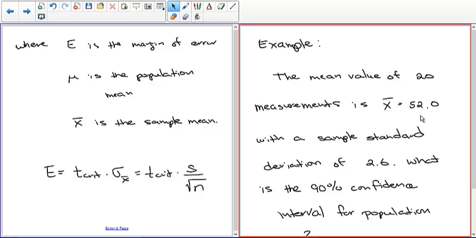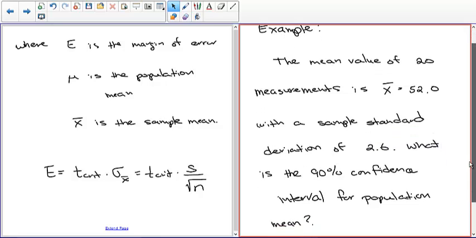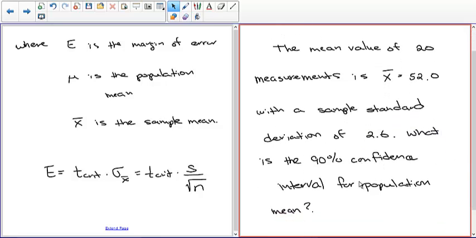The mean is 52, so this is my sample mean. It's the average of these 20 measurements. The sample standard deviation is 2.6. So I've applied STDEV to these 20 data points, and I've come up with 2.6. The question is, what is the 90% confidence interval for the population mean? So this is a sample mean. Where's the 90%? It's going to be 52 plus or minus some number.